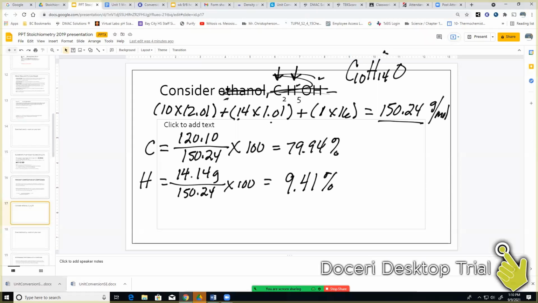And the good thing about the multiple choice, when you can't use a calculator, is that it works good that way. And then my oxygen, I only had one, so 16 divided by my total times 100, and I get 10.65%. And if I add it up, it should be about 100, and this one actually does come to 100. So you're just looking at the part of each element its mass makes up for the whole thing.